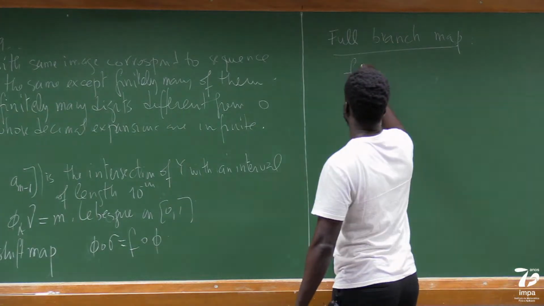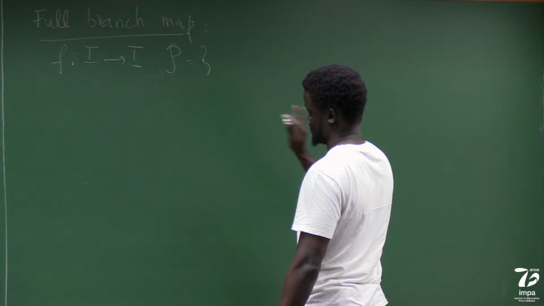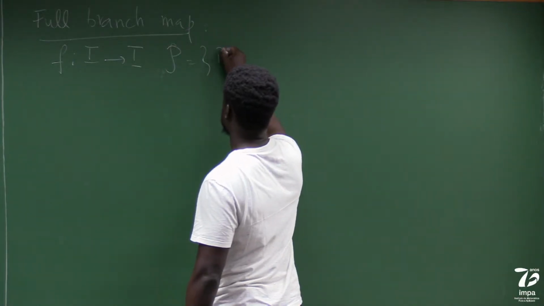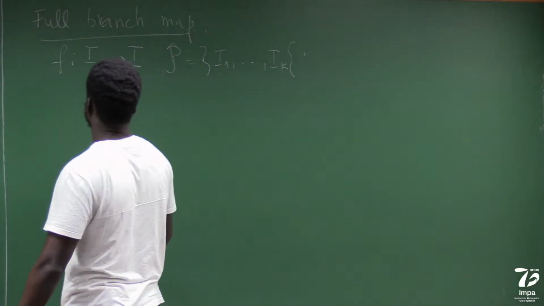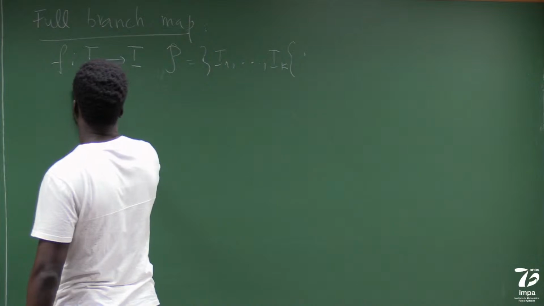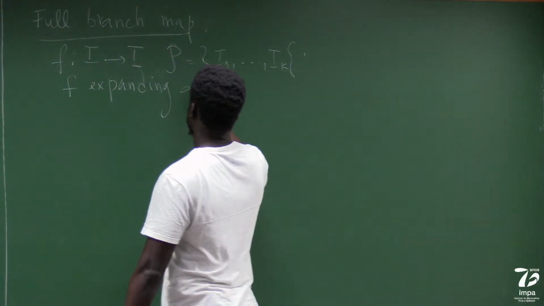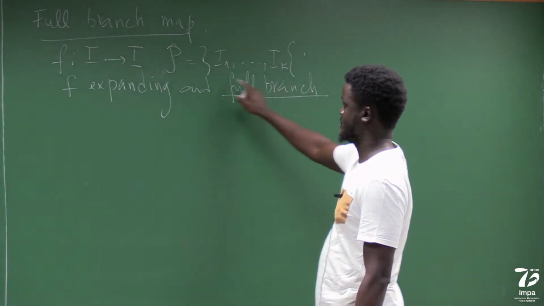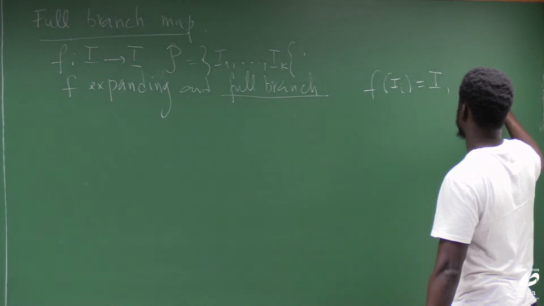So remember, if you have a dynamical system on the interval [0, 1], you have a partition. Let's say I use a finite partition I1, ..., Ik. So F is full branch, and expanding. You want this to be expanding uniformly, that's important, and full branch. The definition of full branch, if you remember, comes with a partition, so that f of I is a whole interval.